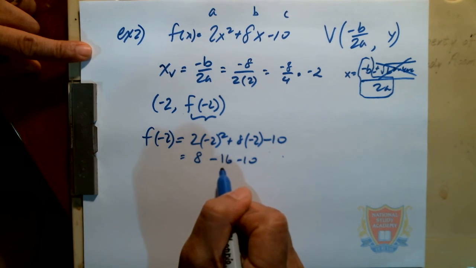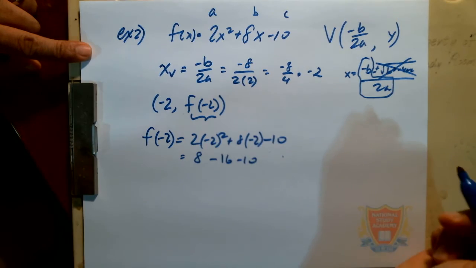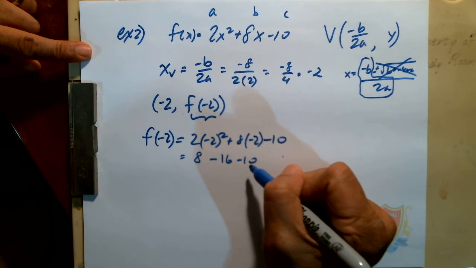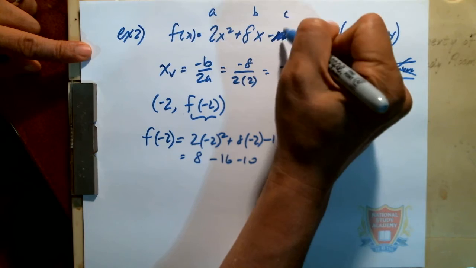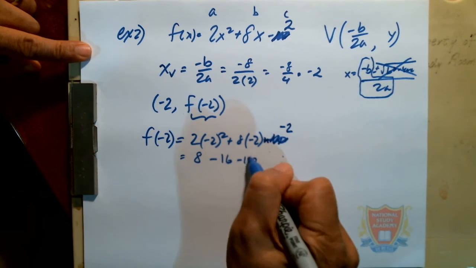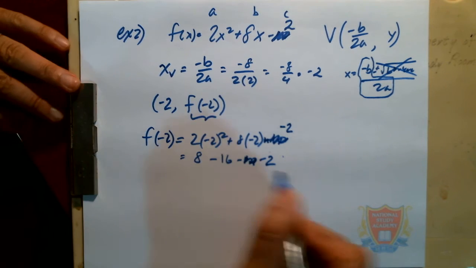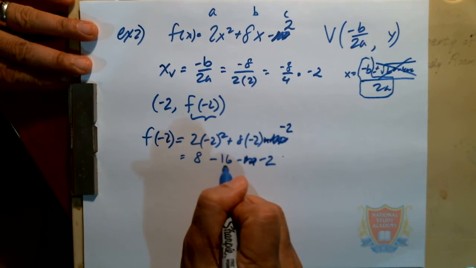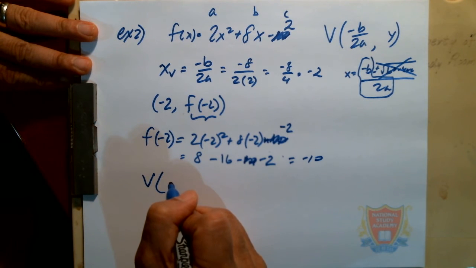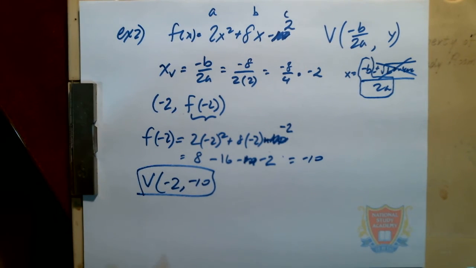Wait a second, something's wrong here. That's going to be 2 squared, which is 4, times 2 is 8. 8 times -2 is -16, and then minus 10. Oh, I'm sorry. I'm going to rewrite that as minus 2. The reason why I did that, I'll tell you a little later, okay? Anyways, 8 minus 16 is -8, minus 2 is -10. So your vertex is at -2, comma, -10. There it is.